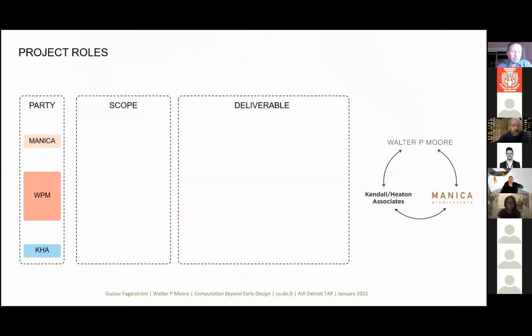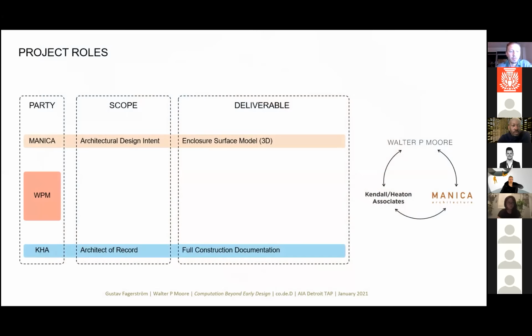In this case, the design architect is a firm called Manica, who are based in Kansas City, and they are very experienced and well-versed in sports projects. And then on the executive architect, the architect of record side, is a firm from Houston called Kendall Heaton Associates, who are also very experienced in delivering and executing projects and being the architect of record.